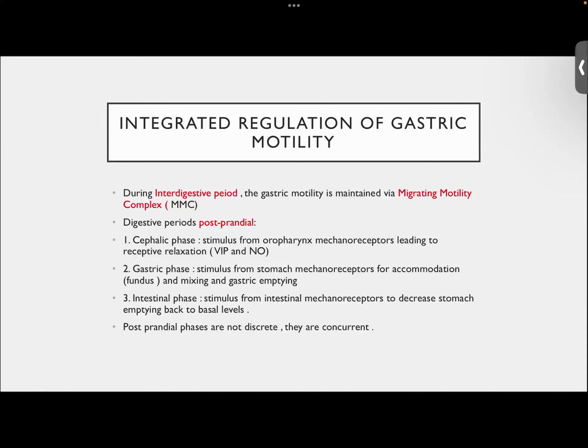Okay, so now we have the regulation of gastric motility. So there's two phases, there's two main divisions that we need to know. One is postprandial. Postprandial means after meals. And the other one is interdigestive, which means basically the fasting period when you're not eating. So when you're fasting, the gastric motility is maintained via the migrating motility complex, the MMC. But during meals and after meals, we have 4 phases, and the names are the same as they were earlier.